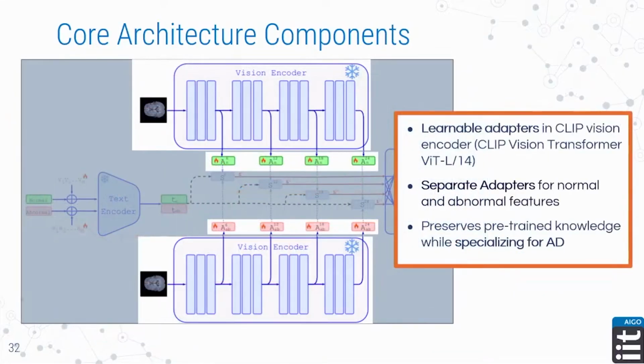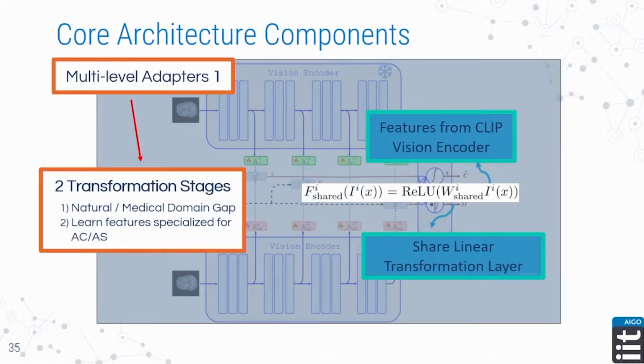Now, we have these learnable adapters. The learnable adapters are separate adapters for normal and abnormal. So we have this AN and AB here, so different adapters. And what we want is essentially to leverage the pre-trained knowledge of the CLIP training, but adapting to the medical part and to the specific task. And in fact, we have these adapters, which have the goal to learn features specialized for classification and segmentation, of course, before adapting.